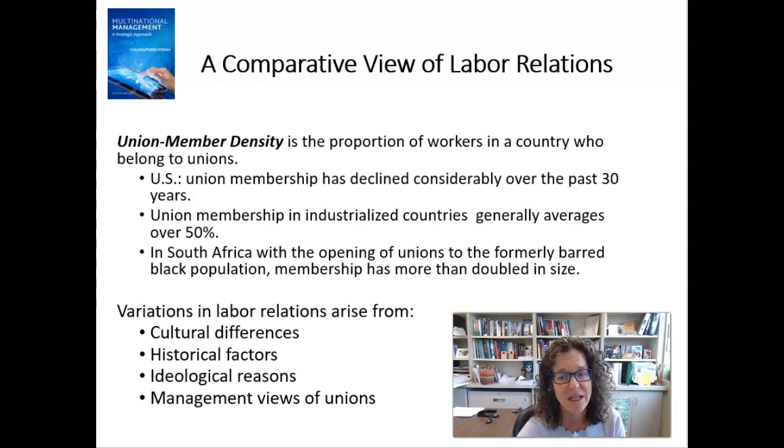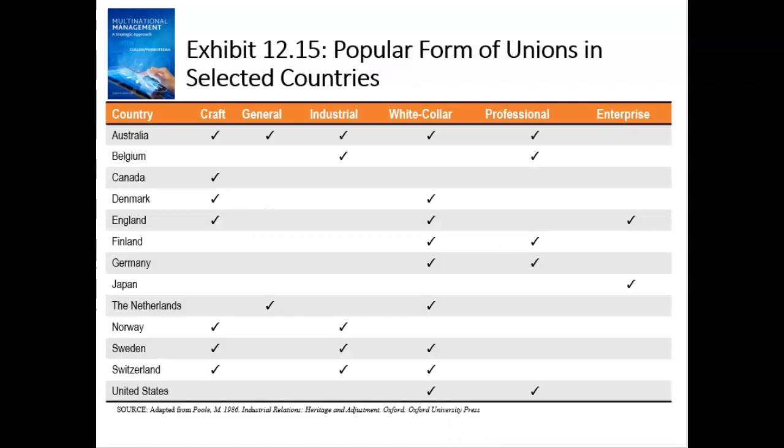A multinational might select whether or not to enter a host country based on the union member density proportion in that country and the nature of labor relations in that country. Countries don't just differ in terms of labor density, but also in terms of types of unions. Some countries have enterprise unions. These are common in England and Japan. These unions represent all people in one organization, regardless of their occupation or location.